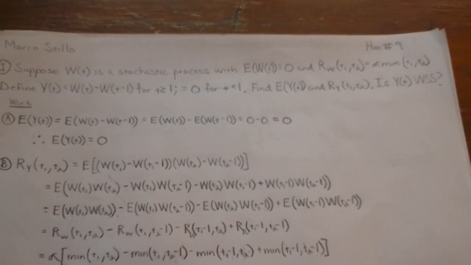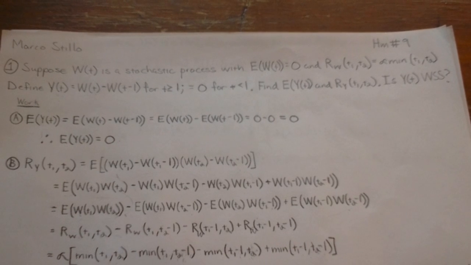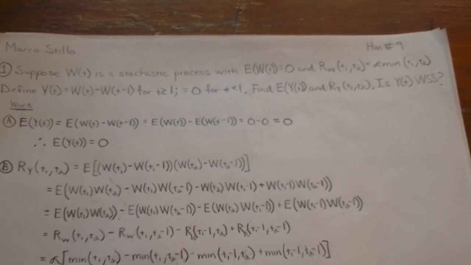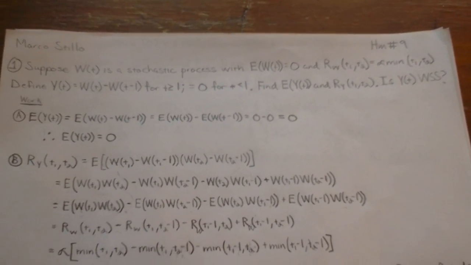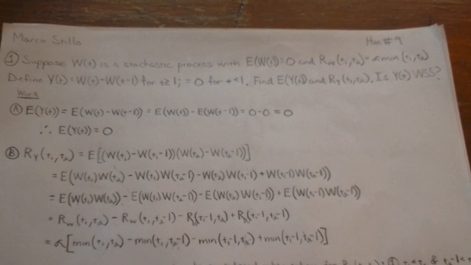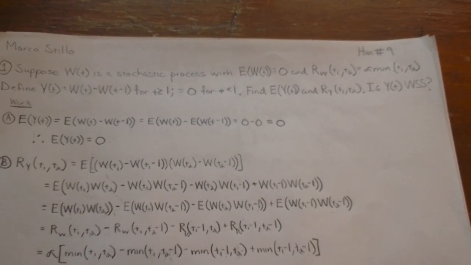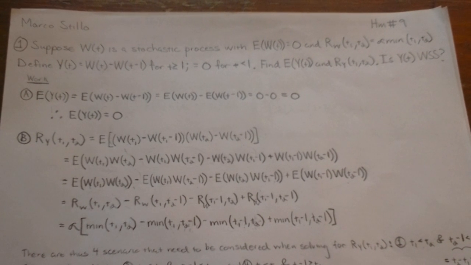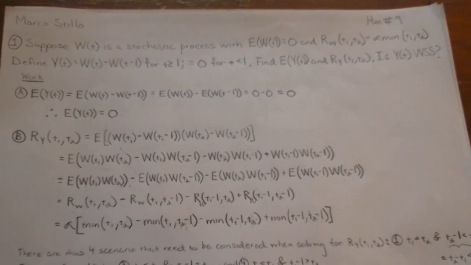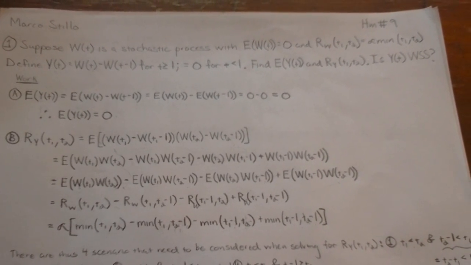Basically, what we're asked to do is find the expected value in terms of Y, as well as the autocorrelation in terms of Y. Finally, using these two terms, we have to state whether Y in terms of t is wide sense stationary, WSS. So, let's begin by just calculating with E what the expected value of Y of t is.